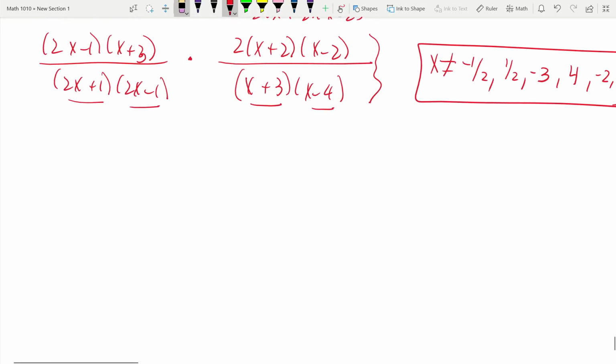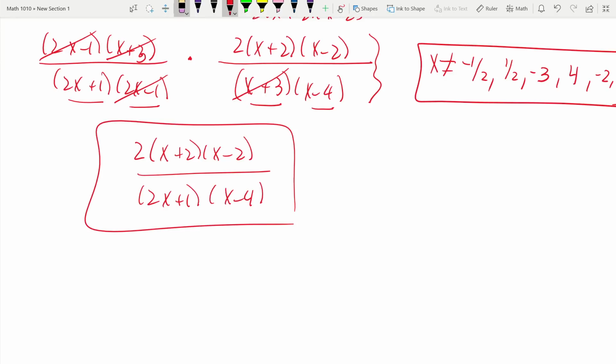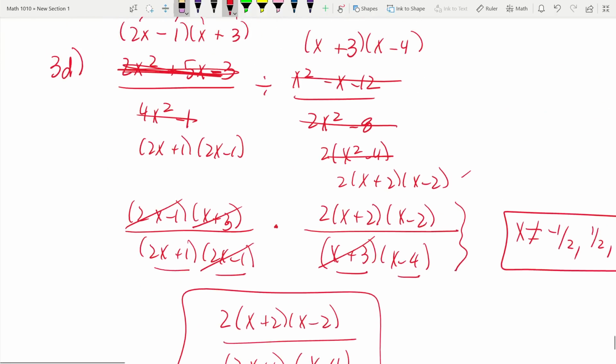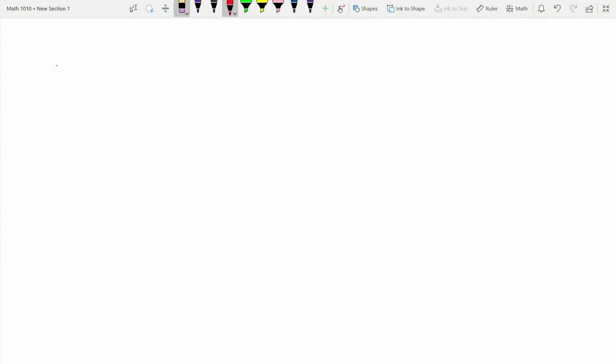So now I'm going to cancel. So look what I've got. I've got 2x minus 1, 2x minus 1. I've got x plus 3, and that's all I've got. So on the top, I have 2 times x plus 2 times x minus 2. On the bottom, I have 2x plus 1 times x minus 4, and I'm done. Okay, that was D. Here is E, and we're done.